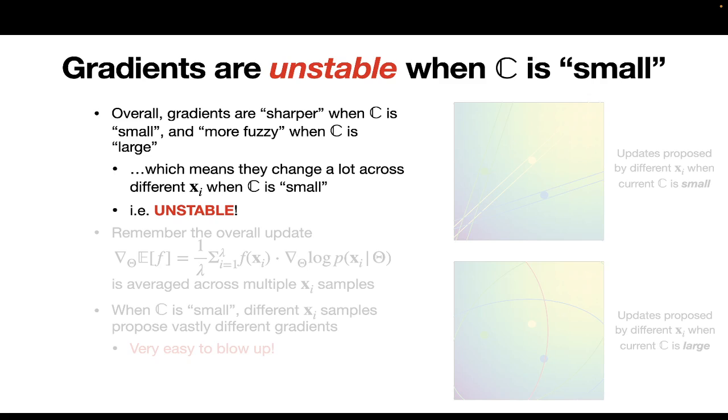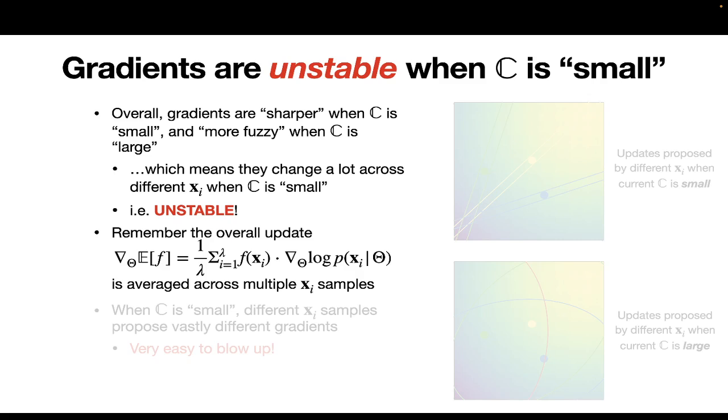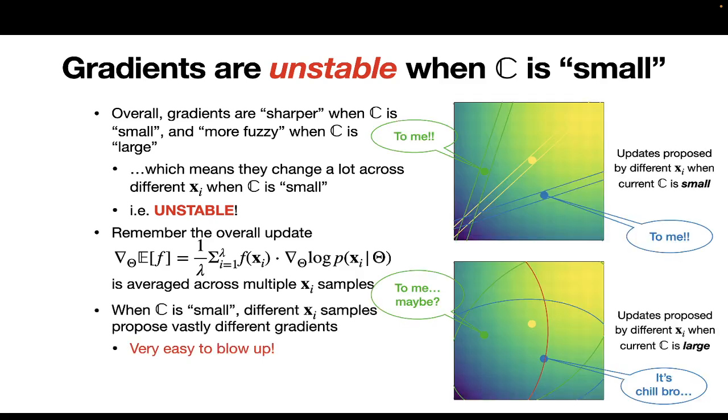And by comparison, when the current covariance is large, the gradients are more fuzzy in the sense that we don't make as large updates, but then we don't get as high likelihoods on the targets either. And then you might remember our earlier analogy about each sample taken from the current distribution making a proposal that pulls the distribution towards itself. When the current covariance is small, each of those proposals is going to pull a lot harder.